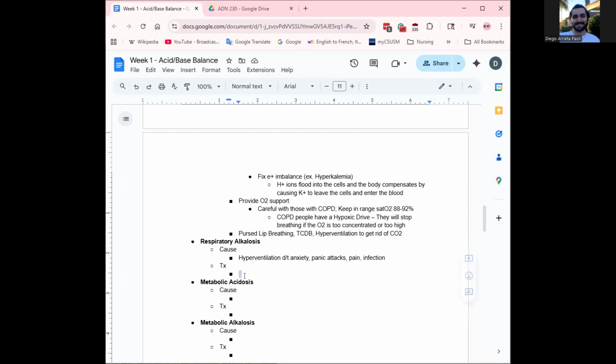So this is going to fall back on similar things: treat the underlying cause. What would that look like? What are some of the coaching you can do for this one? Okay. Yeah, taking slow deep breaths. The reassurance definitely is good, because if they're having an anxiety attack, the reassurance can definitely help. So it'd be a mix of the reassurance alongside the coaching, taking slower, deeper breaths.